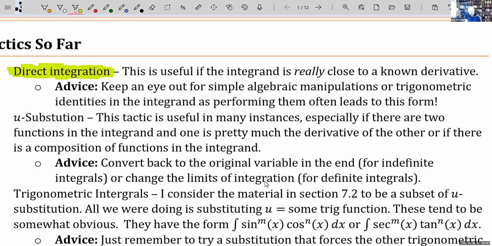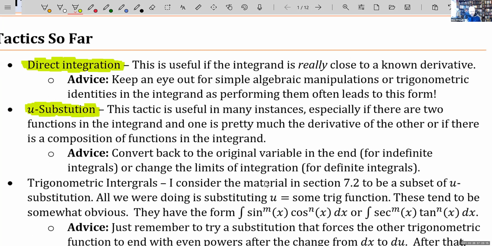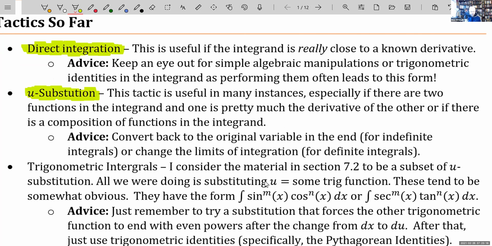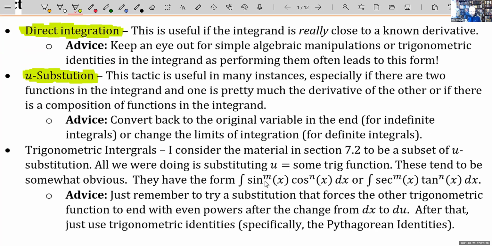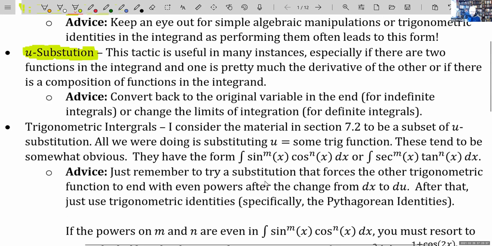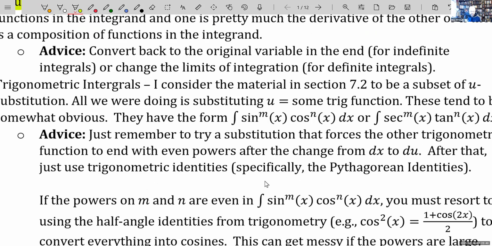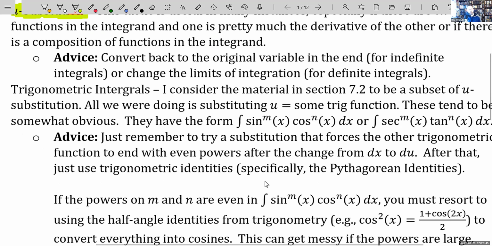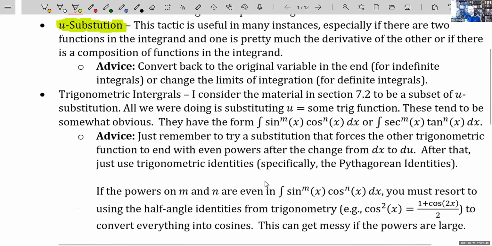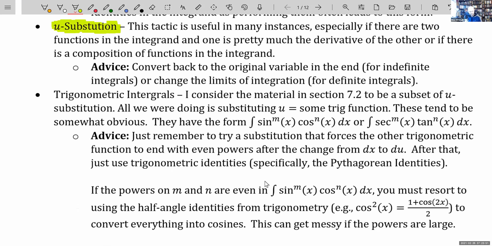Then a U sub was the next thing that you learned, also from Calc 1. And this tactic is useful in many instances, especially if there are 2 functions in the integrand and one is pretty much the derivative of the other. That is a really good clue that you're going to use U substitution. Or if you have a composition of functions in the integrand, then again, you're going to tackle that using a U sub. The advice here is to convert back to the original variable in the end if you're doing indefinite integrals, or change the limits of integration for definite integrals. That's always a good piece of advice, or often is a good piece of advice, actually. There are some exceptions. There's always exceptions to these rules.